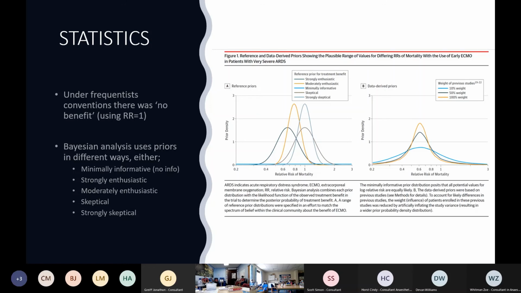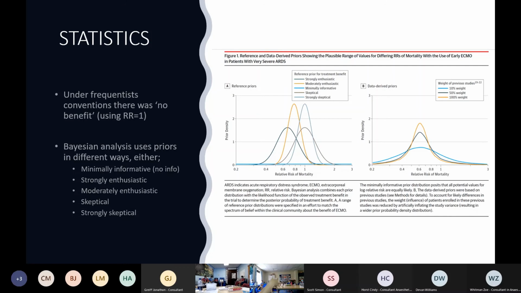So generally, you tend to go with the reference priors rather than the data-derived priors, but you can use a combination of both. And then you can say there's obviously a variance in opinion or interpretation of the existing evidence, and not everyone feels as strongly as I do that ECMO reduces mortality. So we need to take that into account, because otherwise I'm setting up the trial to be biased right from the start. So we're going to have a selection of opinions: a strong enthusiast, a moderate enthusiast, a skeptic, and a strong skeptic. And we're also going to have a minimally informative prior.